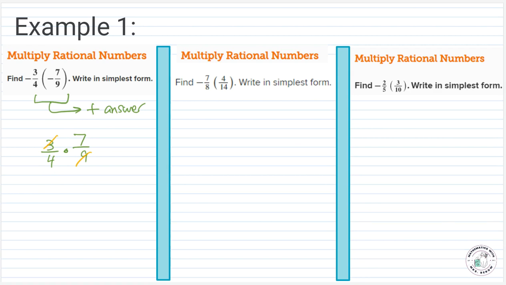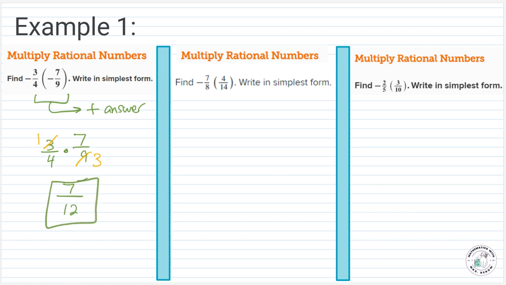So a common factor between 3 and 9 is 3. So 3 divided by 3 will turn this into a 1. 9 divided by 3 will turn this into a 3. And now we're just going to multiply our numerators. 1 times 7, that's going to be 7. 4 times 3 is 12. And there's my final answer.